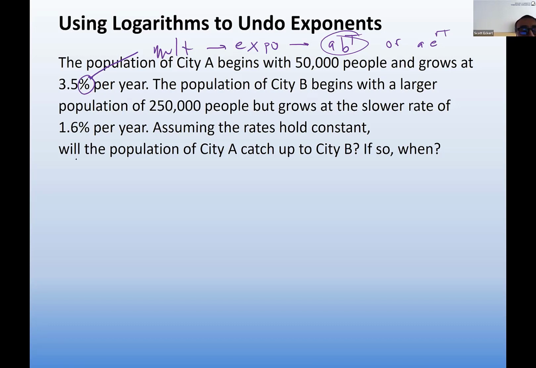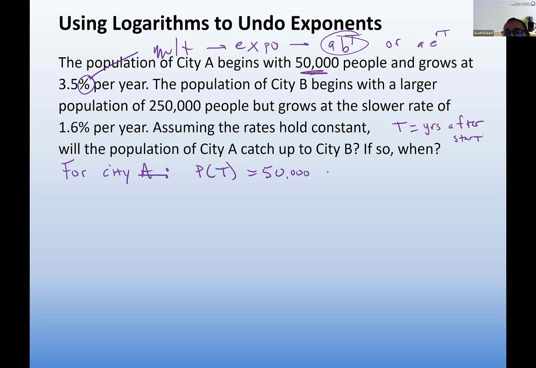And so let's make an equation for city A. Their population from their time. Now, we don't actually have a starting time, but we're going to assume that there's a starting year. That t will be years after the start. So we had to have some start number. Maybe it was 2000, maybe it was 2015 or whatever. And we have the initial amount. So we have 50,000 people, and we have the growth rate. So we can get b equals 1 plus r. So I'm going to do 1.035 to the t power. So this is my model for city A.